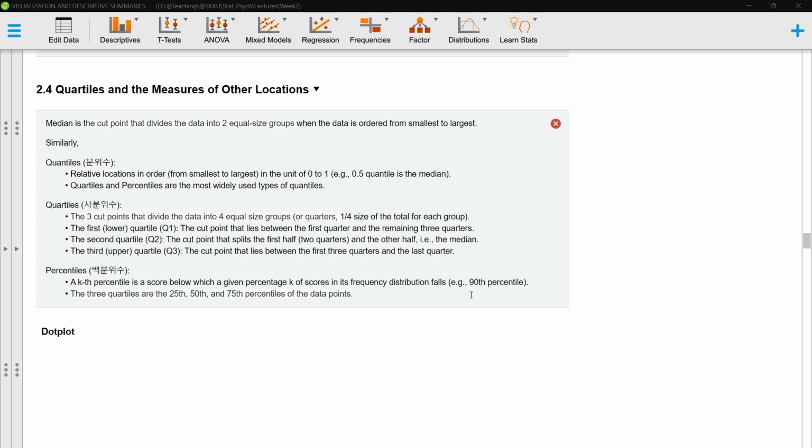Because of these characteristics, the three quartiles, the first, second, and third quartiles, the 4분위, 4등분 quartiles, are the 25th percentile, the 50th percentile, and the 75th percentile of the data. They are the same. Q1 is the 25th percentile, Q2, the median, is the 50th percentile, and Q3 is the 75th percentile of the data.